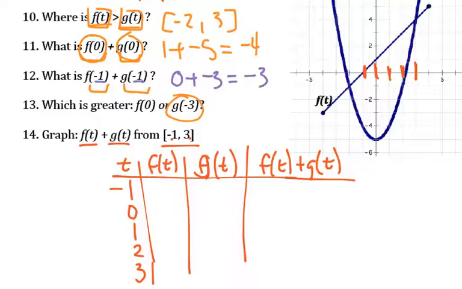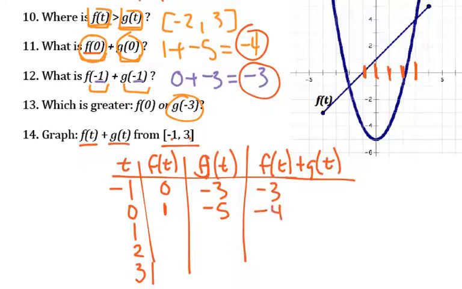So we already found some of them, right? F of 0 was 1. F of negative 1 was 0. G of 0 was negative 5. G of negative 1 was negative 3. And we found when we added them together, we got negative 3 and negative 4. Okay, so we just need to do it for the rest.